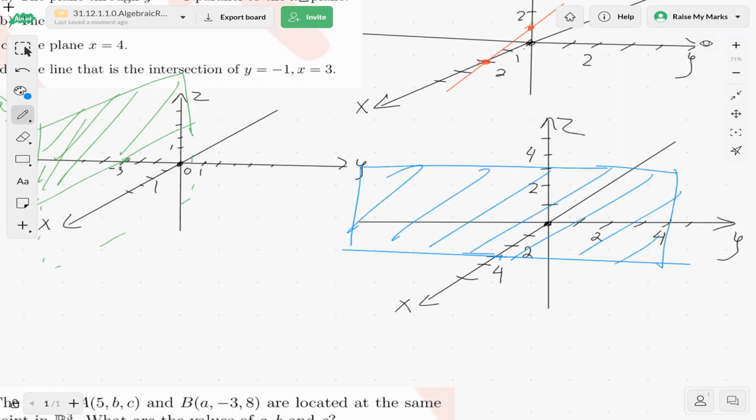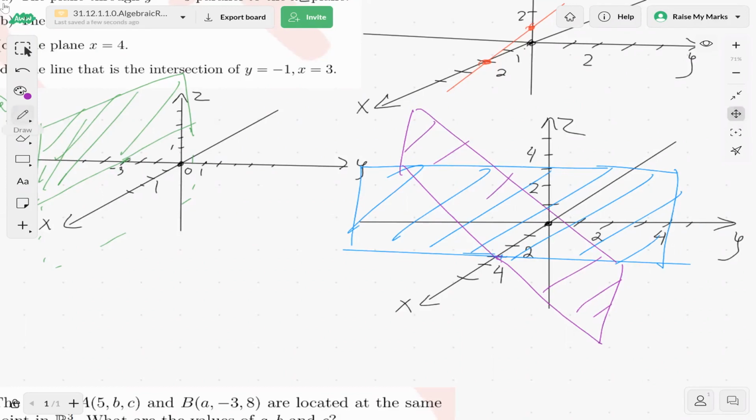But really, we can take any plane. It can be a rotation of any plane. So let me see if I can draw another one through that point x equals 4. For example, this purple plane is also through that point x equals 4, and it also intersects the blue plane in a line. So there are many planes that go through the point x equals 4. All right, so that's part C.